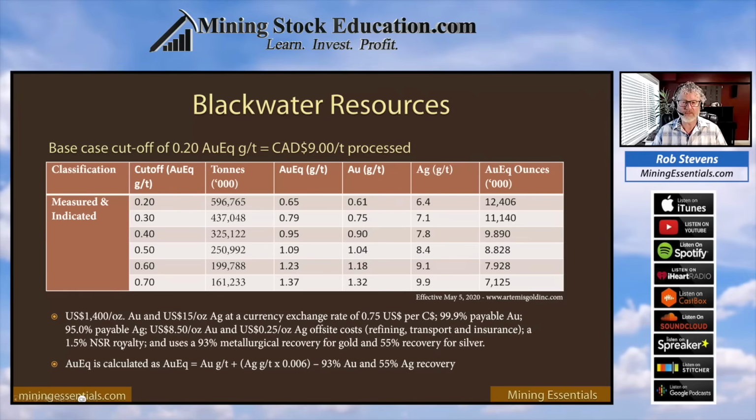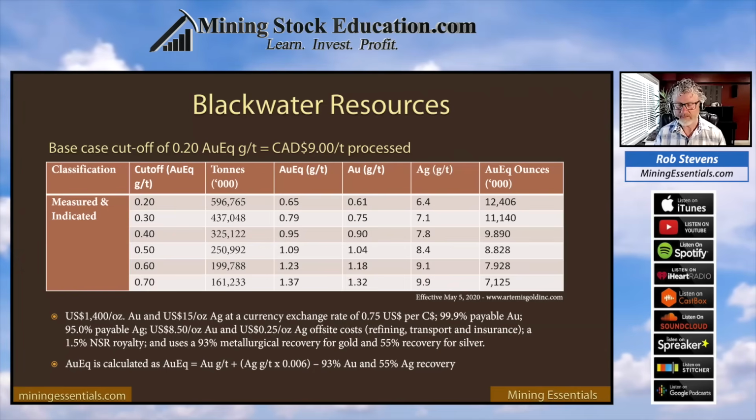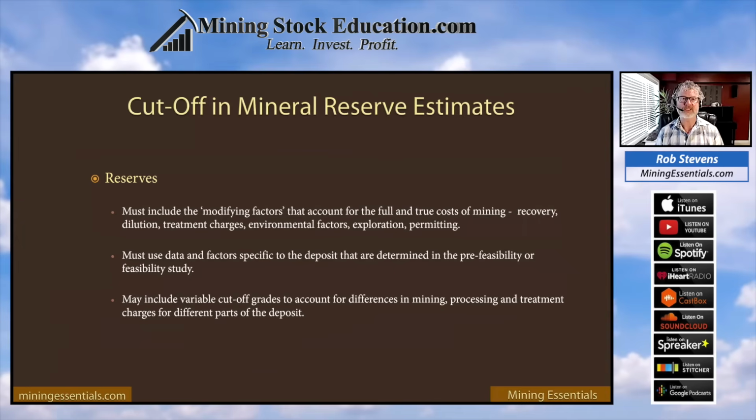There's a royalty on the mine. And they've also included metallurgical recovery. So there are a number of factors that they've included in the cutoff grade here, not just what it costs to take the rock out of the ground. So that's good. They've already added many parameters to the cutoff grades in this resource estimate.